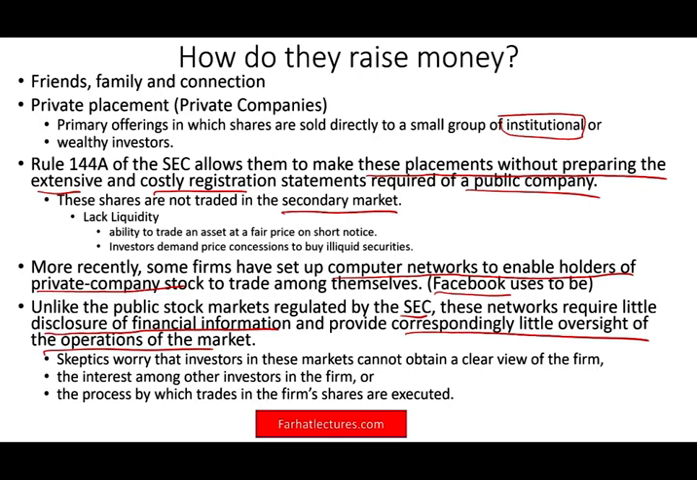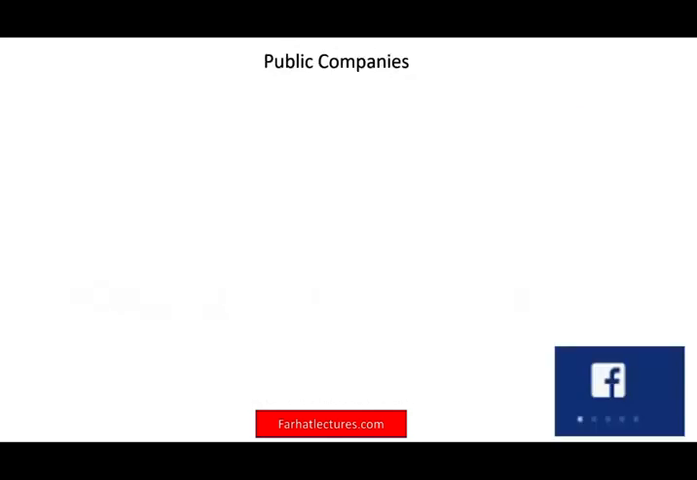So this is what we're going to talk about with private companies. How do they raise money? Now we're going to move to public companies. Public companies are a little bit different. From the word public, it means they are publicly traded. It means now Facebook is publicly traded.